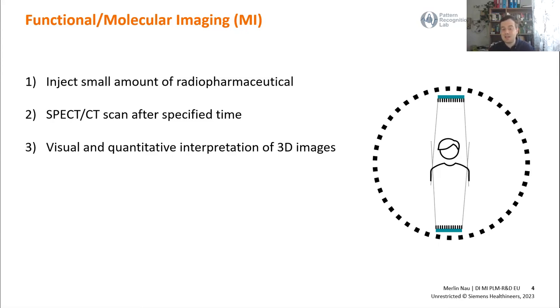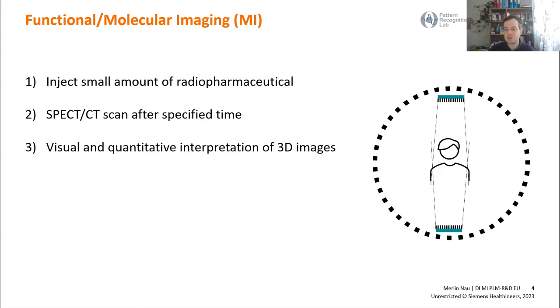And in order to do that, the most common molecular imaging techniques, namely SPECT and PET, work with radiopharmaceuticals. So you start off with injecting a small amount of a radiopharmaceutical to a patient. This consists of an isotope, which is bound to some kind of tracer, which brings the isotope to the target destination, maybe the heart or the brain. And then once this isotope has settled in the designated area, you perform a SPECT CT or a PET CT scan. And you can kind of see an illustration of this on the right side.